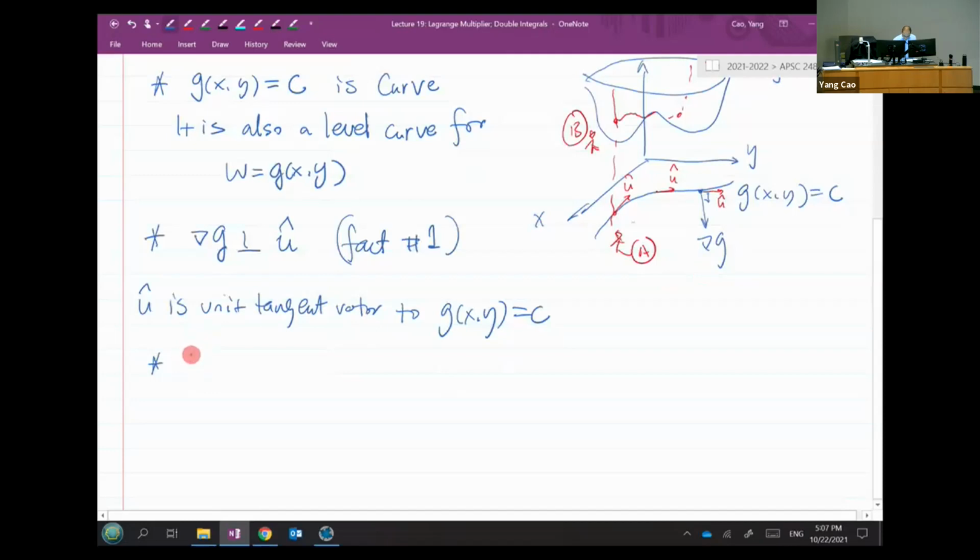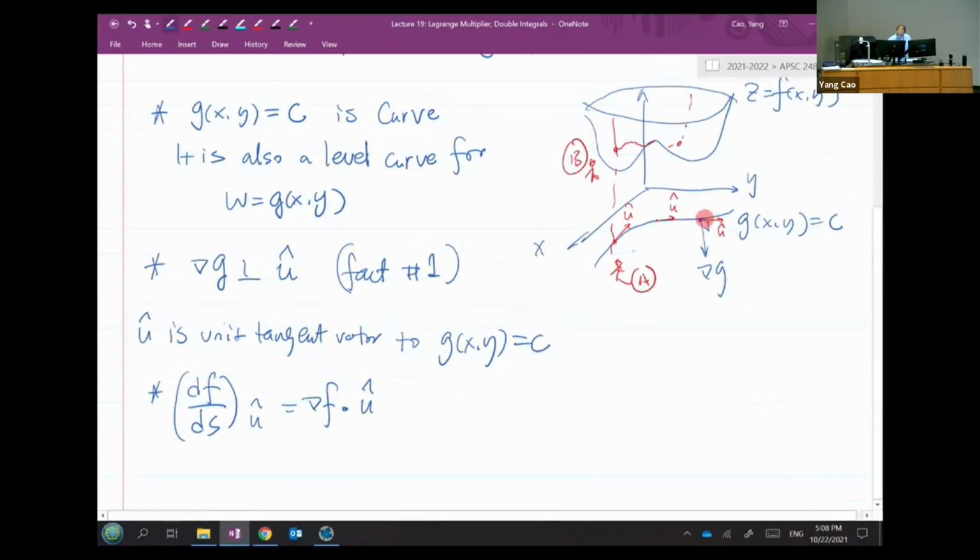Number two, okay, so let's look at that directional derivative formula. So here's the directional derivative formula, which is df over ds equal to del f dot u hat, right? So what we're trying to do is, for example, this is u hat, right here. So here's a point.